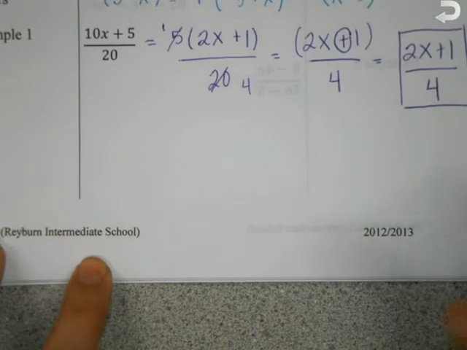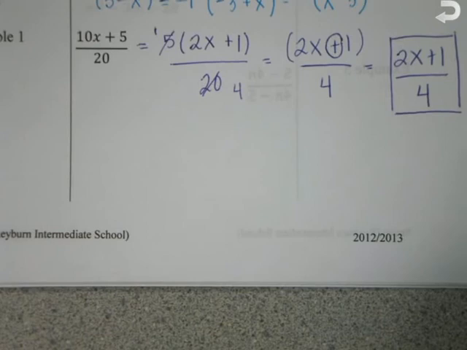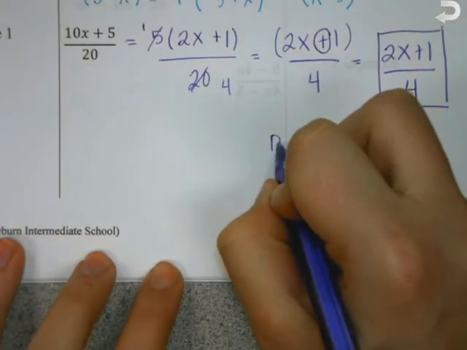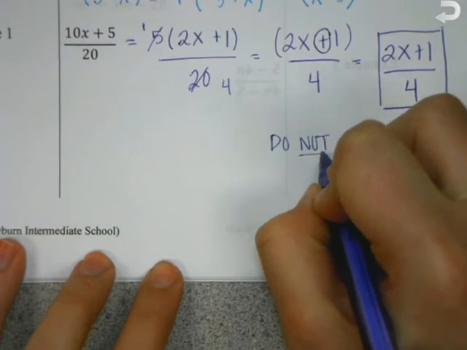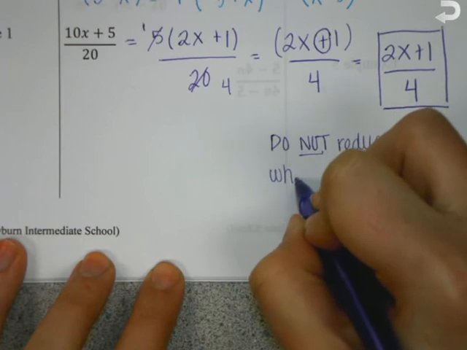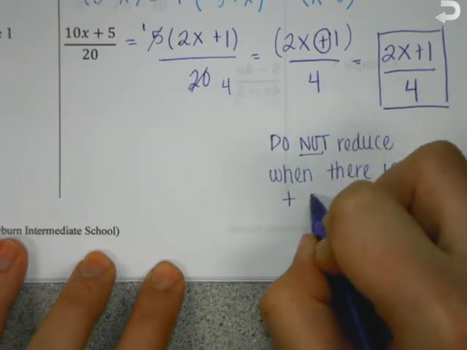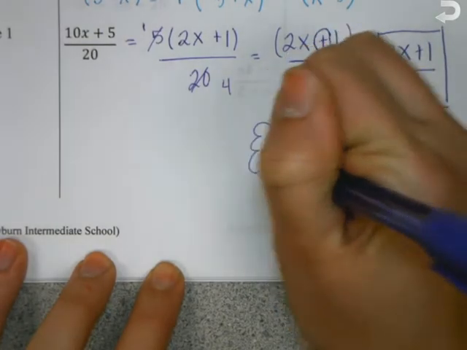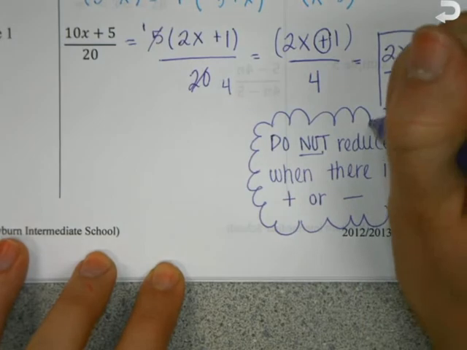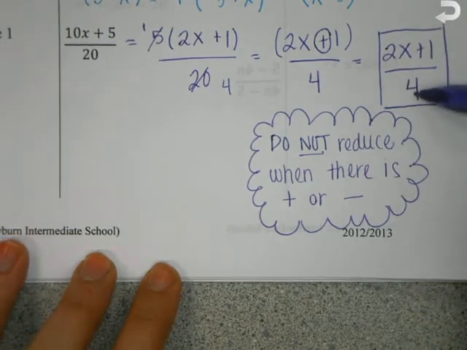You don't have to write the parentheses. You can if it will help you to remember to keep it all together. I typically don't, but you can if you want to. But let's write ourselves a note too. Do not reduce when there is addition or subtraction. So you can only reduce if everything is attached by multiplication. If they are attached by addition or subtraction, you cannot reduce them because you can't reduce part of it and not the other part.